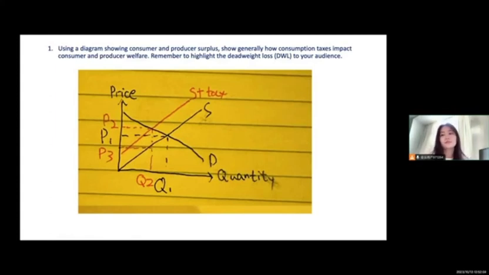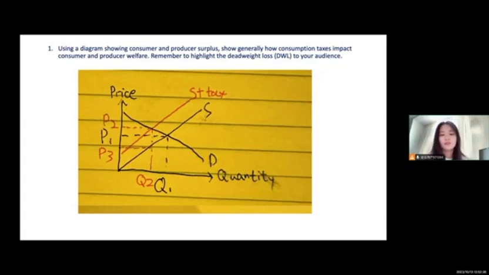Consumers may reduce their purchase volume, therefore the demand has decreased. At this point, we can see that the quantity has decreased from Q1 to Q2, and there are two new prices. P3 is the price which the consumer needs to pay for the goods, and P2 is the price which the producer receives. And there is a deadweight loss in the shaded area.